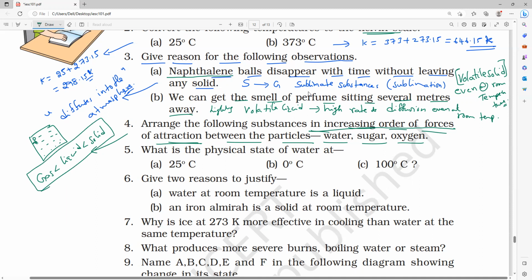You should say the statement that we know that the force of attraction among the particles increases from gases to liquids, liquids to solids. Now you write it. So first one, gas. Who is the gas? Oxygen. Next one, liquid. Who is the liquid? Water. Next one, sugar. That's all. Finish it up.